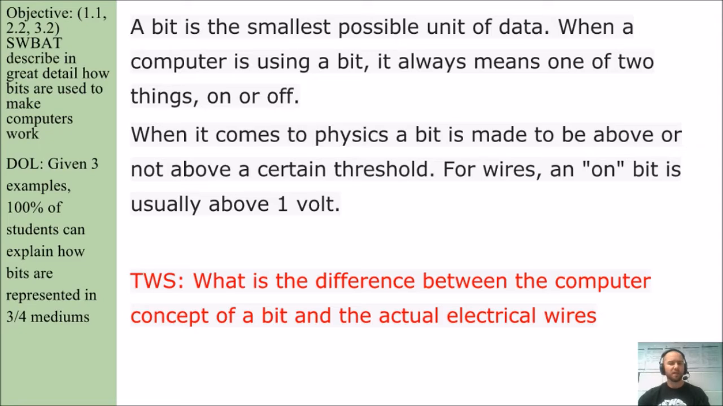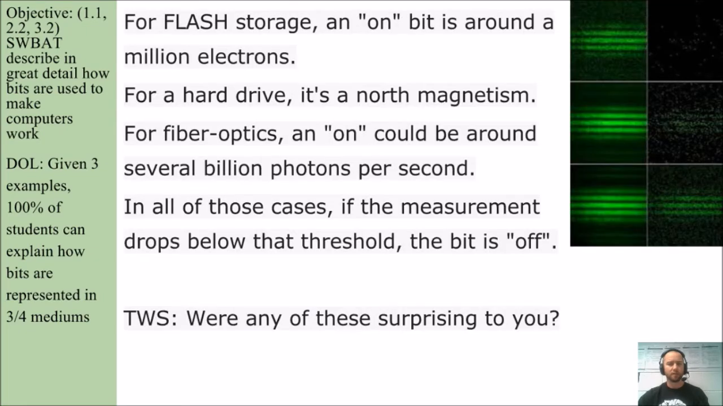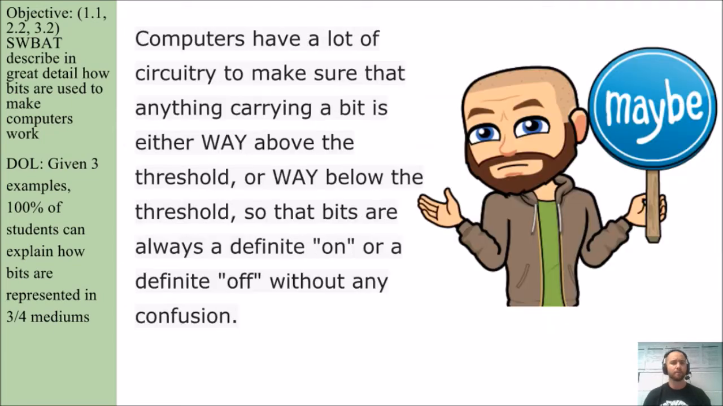Think, write, share: what is the difference between the computer concept of a bit and the actual electrical wires? For flash storage, an on bit is around 1,000,000 electrons. Isn't that crazy to think about? Roughly 1,000,000 electrons will create an on for flash storage. For fiber optics, an on could be around several billion photons per second. In all of those cases, if the measurement drops below that threshold, the bit is off. Think, write, share: were any of these surprising to you?